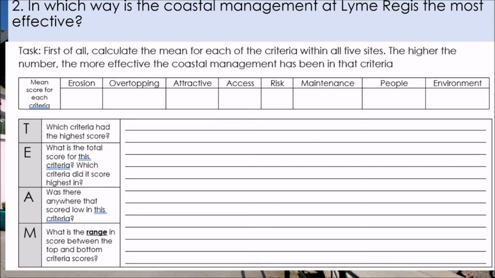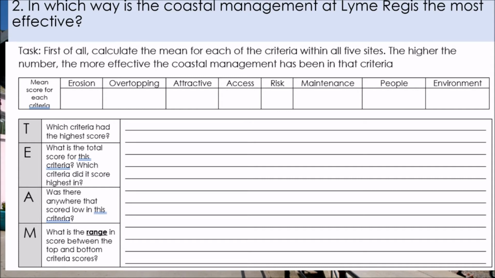So looking at each of those criteria, you are going to need to now look at all of your 5 sites and work out a mean score for each of those criteria based upon your own answers. Pause the video now and give that a go. And when you're ready, I'll show you what I got for the data set that I was using.